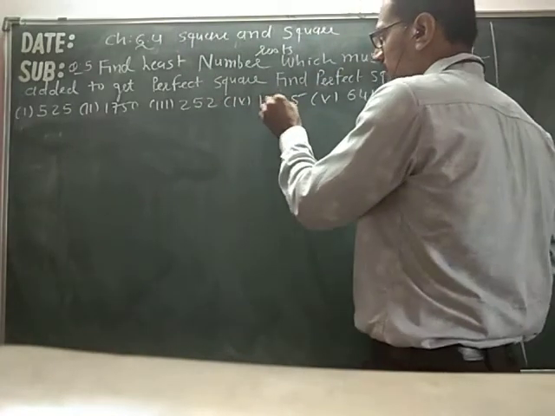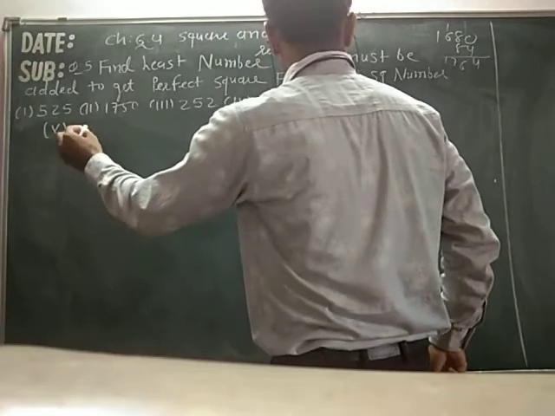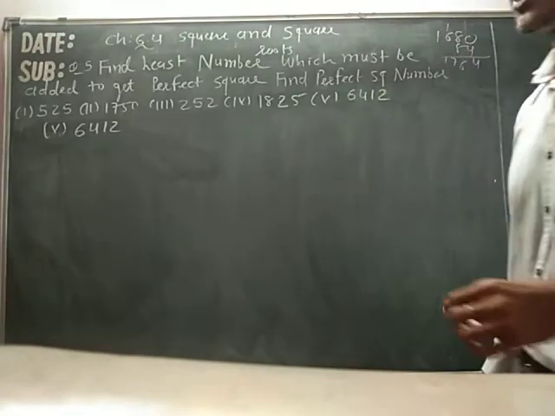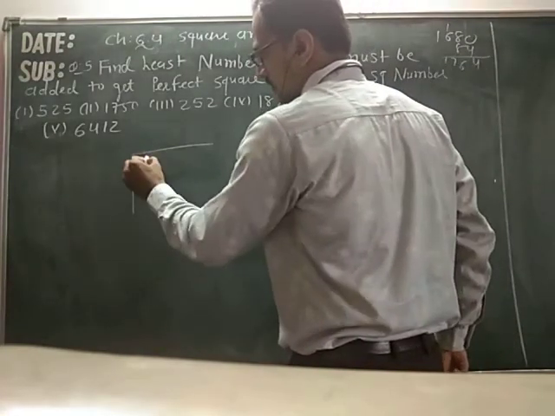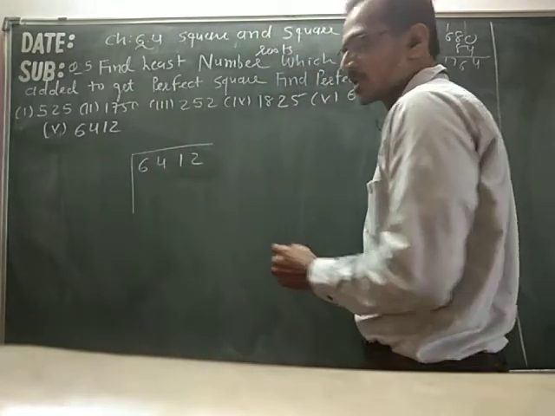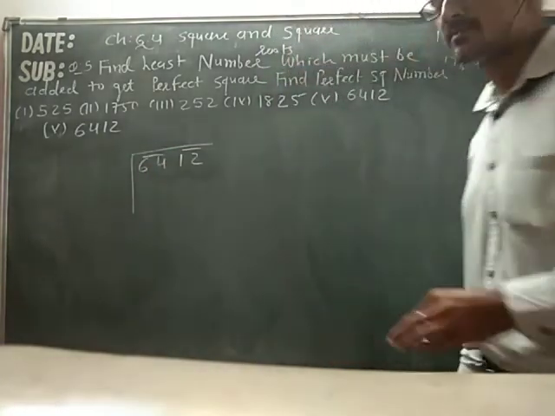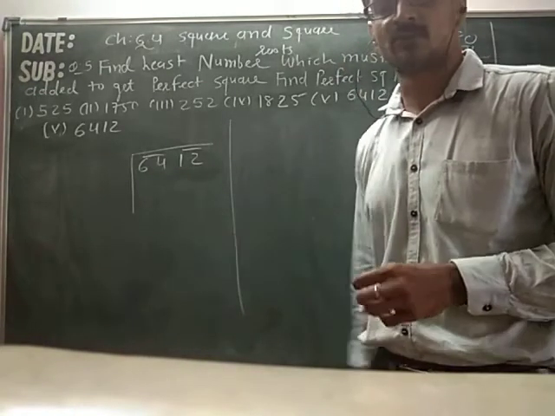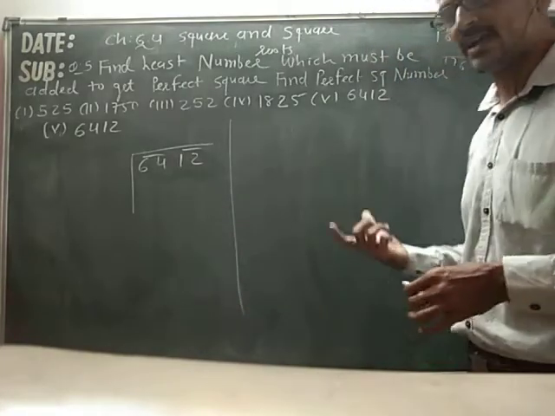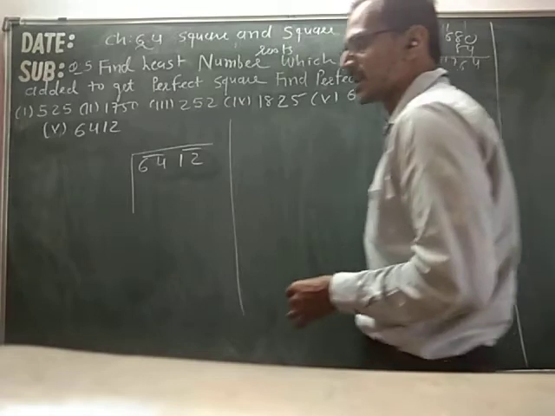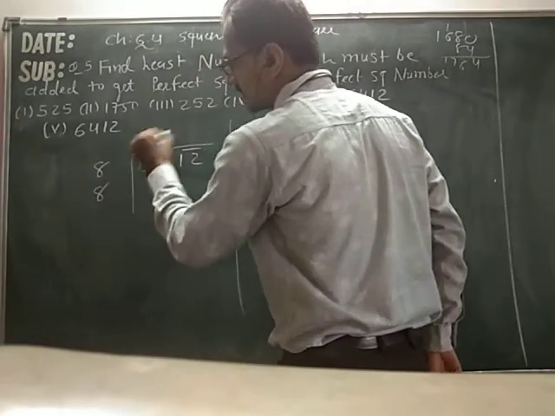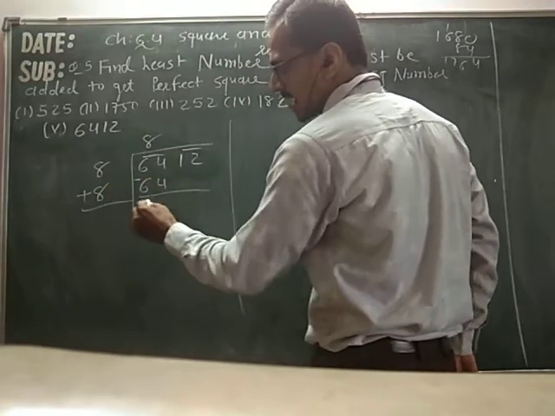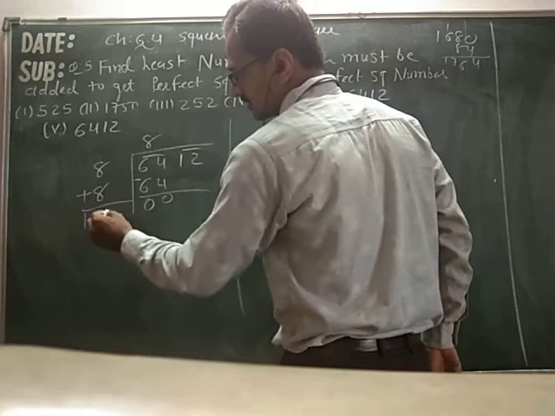Number 5, which is 6412. Make groups of two digits, 12, 64. Now tell me which square is either 64 or less than 64. 8 square. So we'll take 8 square, 64. We'll write 8 at 3 places, up, down, and in the answer. 8 eights are 64, out plus, in minus, so 0, 0, 16.